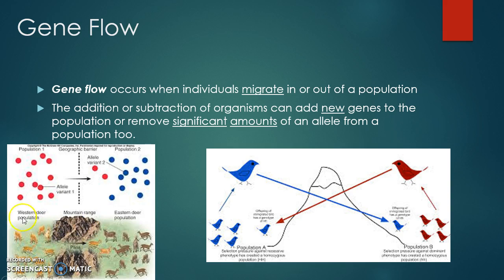Here we see another example where we have tan deer moving over a mountain range into an area that has brown deer, causing the allele frequencies to change on this right-hand side. So gene flow simply occurs when there's immigration or emigration, things moving in or out of a population.